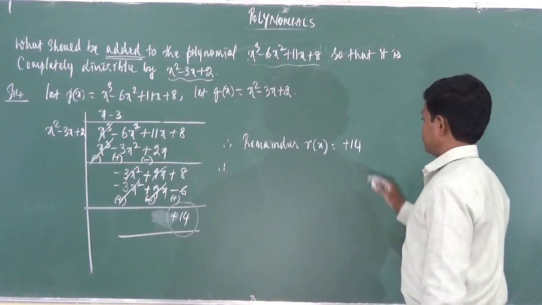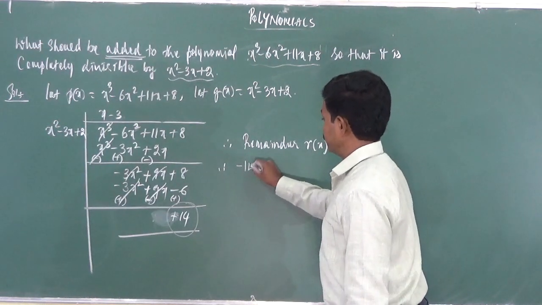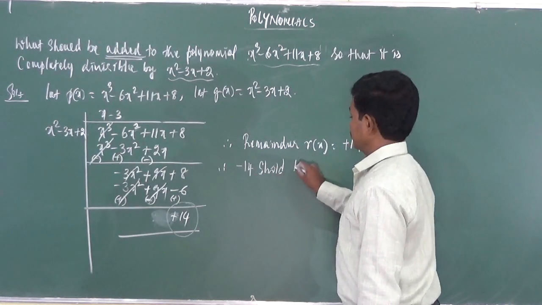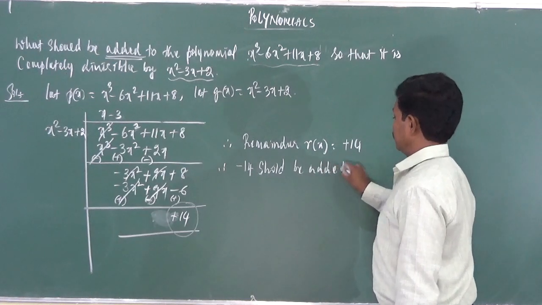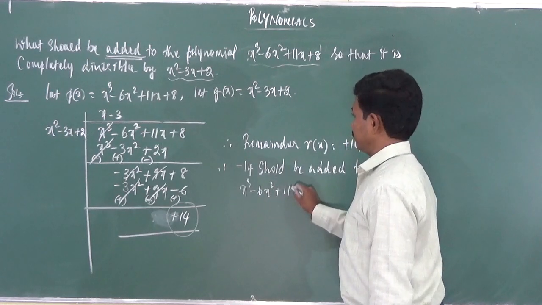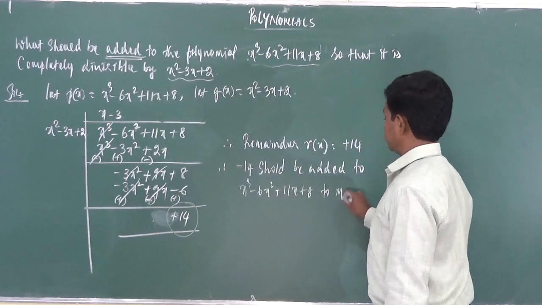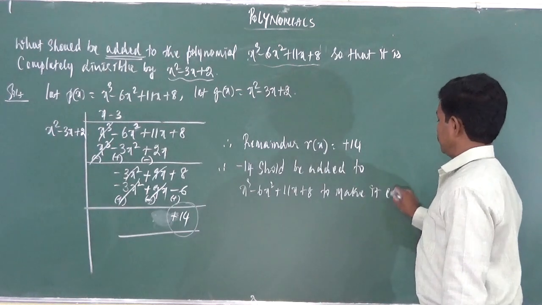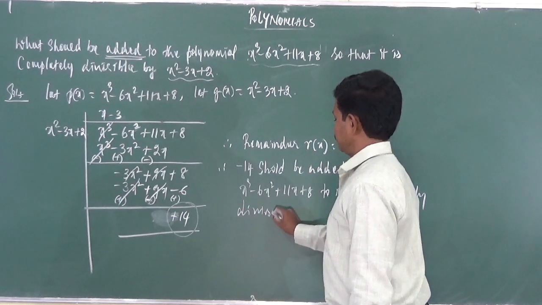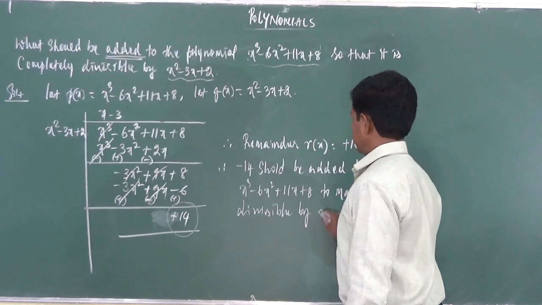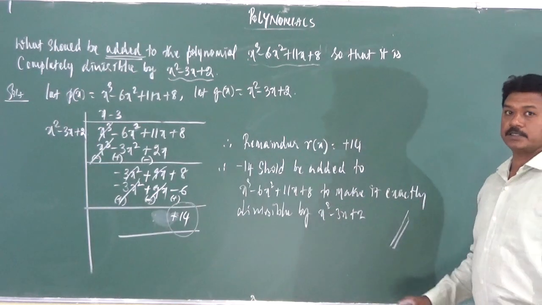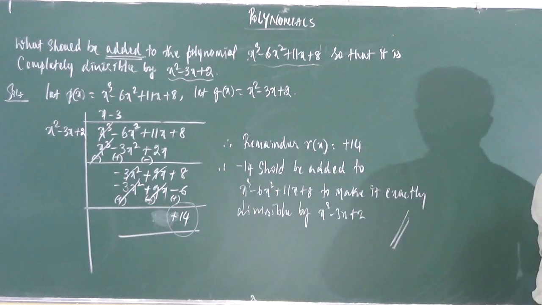So the remainder r of x is 14. Therefore, multiplying by a minus sign, minus 14 should be added to x cube minus 6x square plus 11x plus 8 to make it exactly divisible by x square minus 3x plus 2. So it's a very, very important 2-mark question, right?